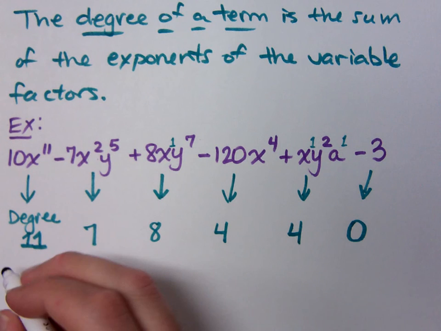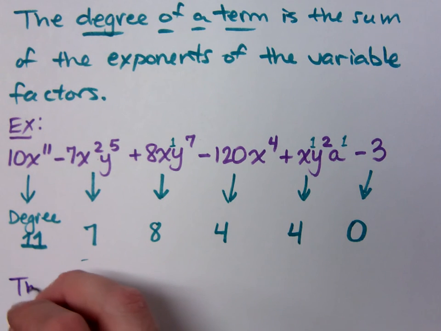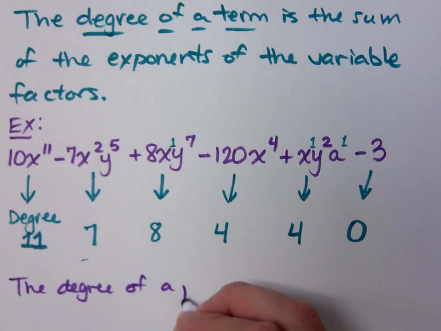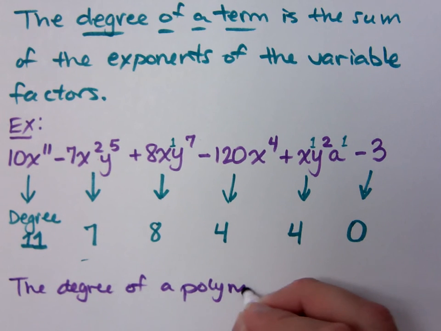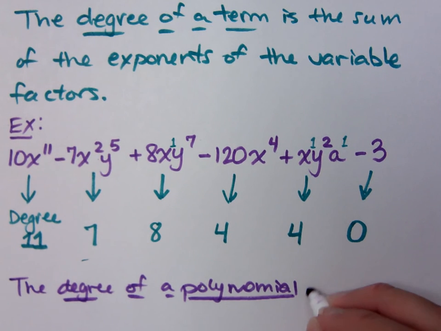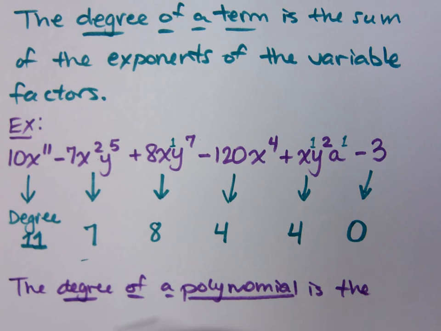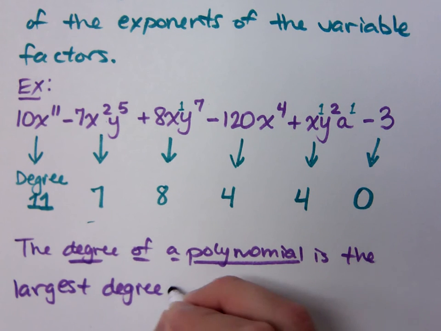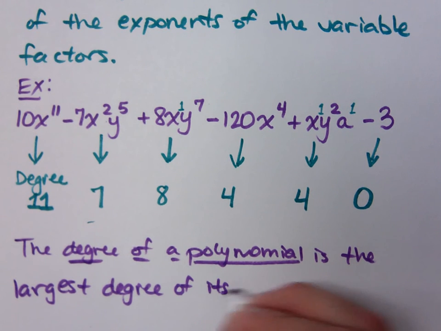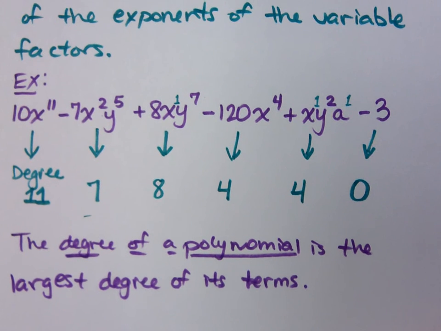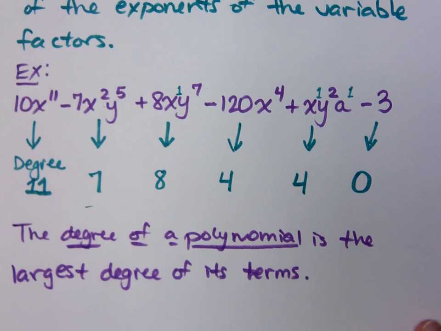Okay. So we're talking about the degree. Let's talk about the degree of a polynomial. So we just looked at the degree of each term. The degree of a polynomial is the largest degree of its terms. The degree of a polynomial is the largest degree of its terms.